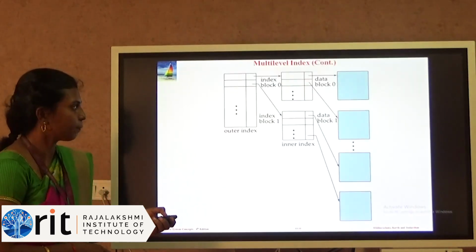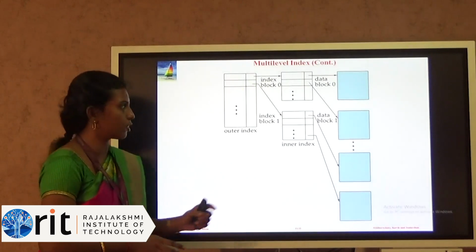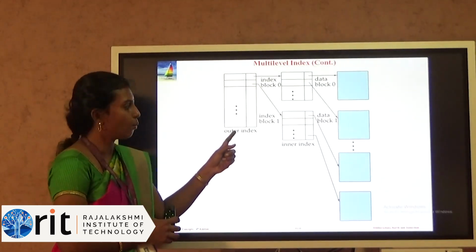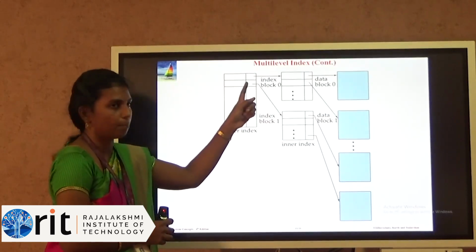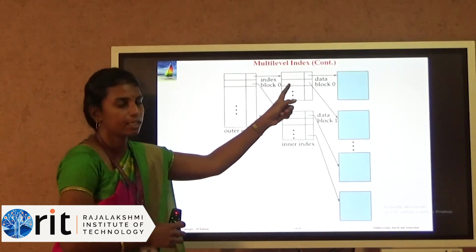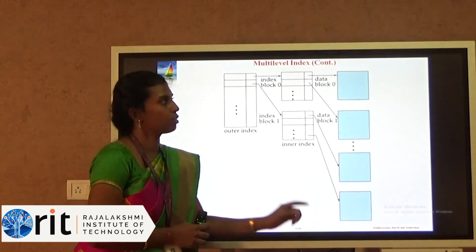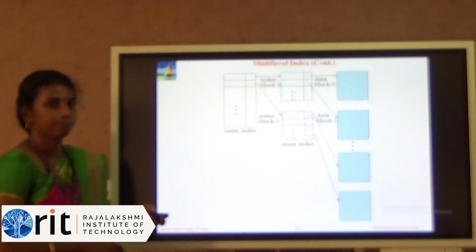Let us see the structure. This is the multi-level index structure. This is the outer index. The outer index keeps the entry of all the inner index blocks. The inner index is used to locate the data blocks. So this is the multi-level index.